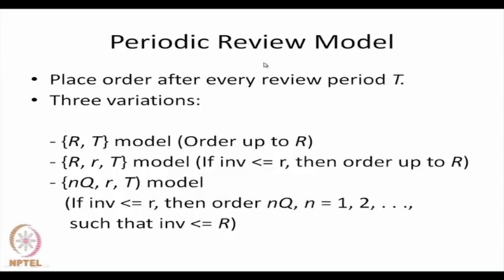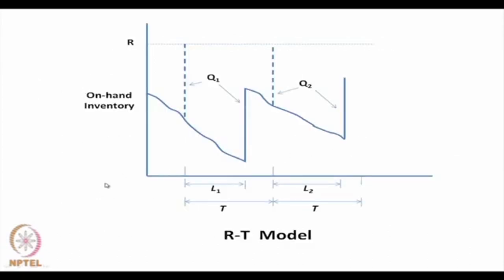Compare that to another type of model, which is called the periodic review model. Here we place an order after every review period T, and there are quite a large number of variations. The RT model, that is order up to R; the RRT model, if inventory is less than or equal to R, then order up to R; or the NQRT model, order a constant multiple N times Q, where N can be 1 or 2, such that inventory is less than or equal to R. So, there are many variations, we saw them in this graph.